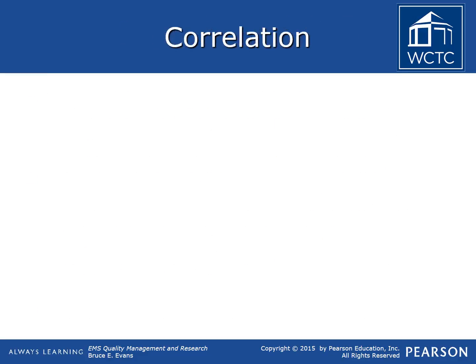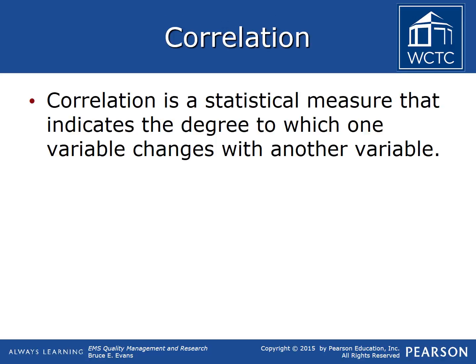Another important statistical measure that is often used in the analysis of EMS data is that of correlation. Correlation in data refers to the statistical measure that indicates the degree to which one variable changes with another variable. An example provided previously in this module was the scatter chart that included years of EMS provider experience versus first attempt IV success rates. As a provider's years of experience increased, it appeared as though the success rate also increased. This would be a positive correlation.